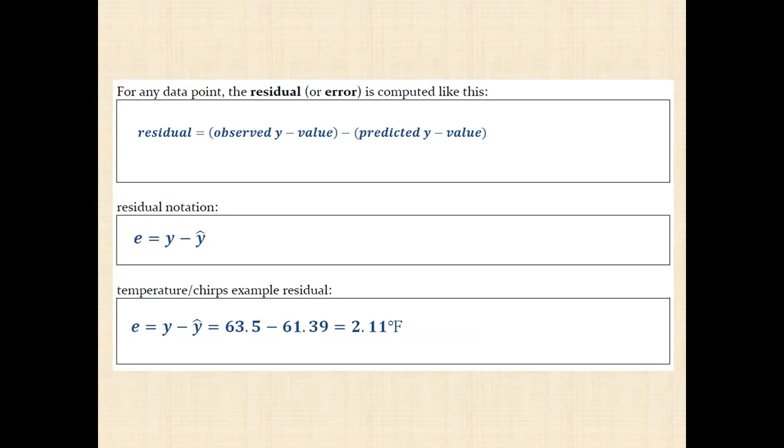The notation in that second box, that's not in our textbook, but that is the conventional notation to use E for error. You can't use R for residual because R is already being used symbolically to represent the correlation. For the temperature and chirps example residual, we had 63.5 for the observed y, 61.39 for the predicted y, so we get a residual of positive 2.11 degrees Fahrenheit.